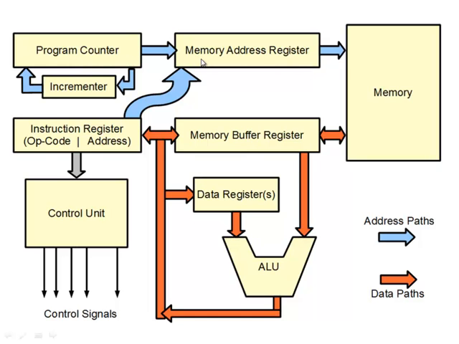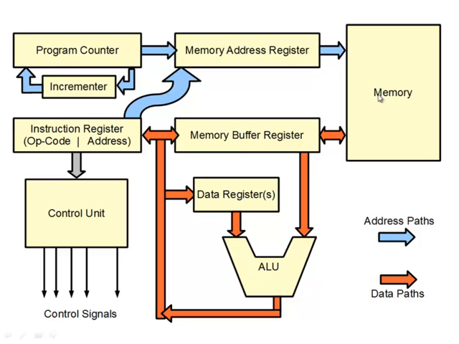Once we have a value in the memory address register, that can be used to switch on, in memory, the active block of memory that stores the current instruction, and that instruction can then be copied into the memory buffer register, from where it can then be copied into the instruction register ready to actually be executed.